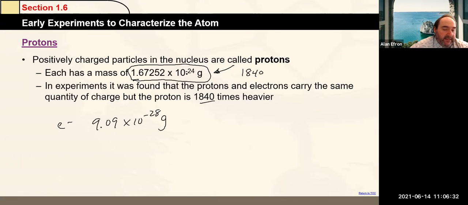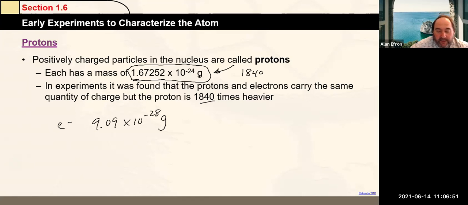By the way, when you look at an exponent, negative 24 means you're only going 24 places to the left. Negative 28 means you're going 28 places to the left and putting zeros. So when you have a negative exponent, the smaller negative number is the larger number. And that's why that's the larger number up on top, which is our protons.